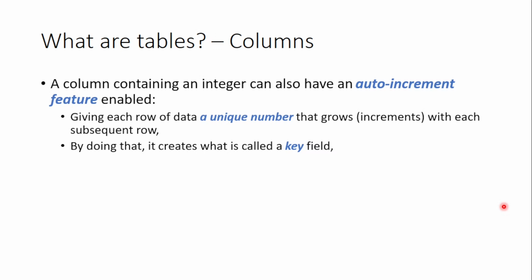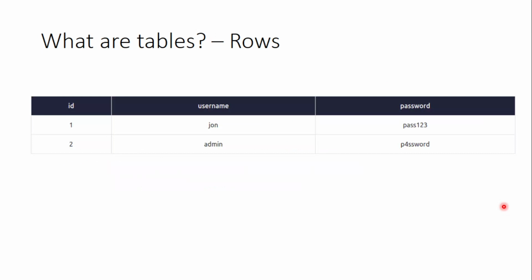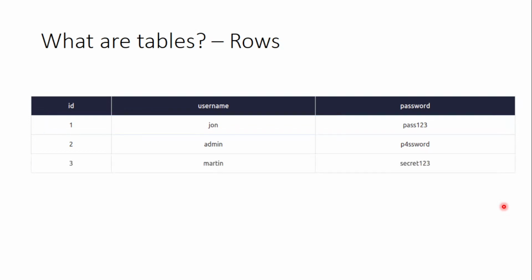By doing that, it creates what is called a key field. A key field has to be unique for every row of data, used to find that exact row in SQL queries, while rows or records are what contain the individual lines of data. When you add data to the table, a new row or record is created, and when you delete data, a row or record is removed.